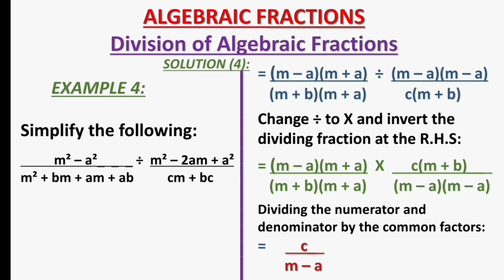Next, dividing the numerator and denominator by the common factors, the answer to example 4 is c divided by (m − a). I hope all the explanations involving the various operations in algebraic fractions are clear to you.